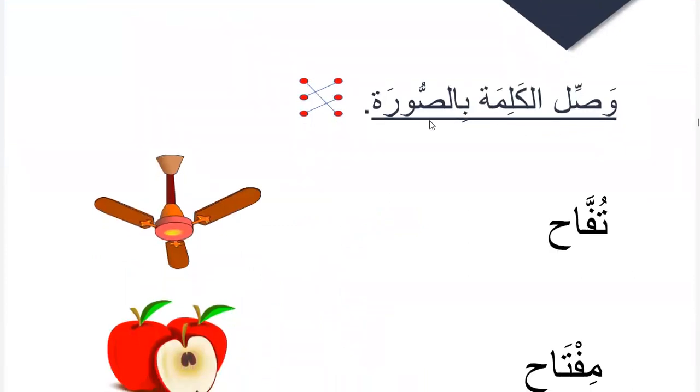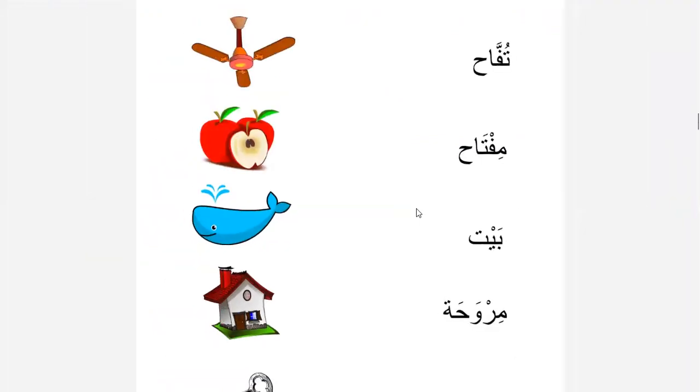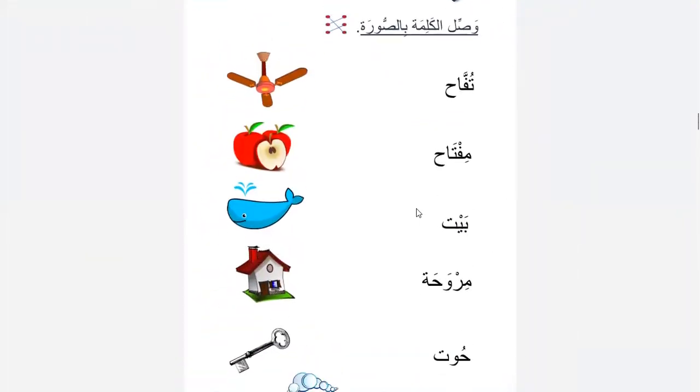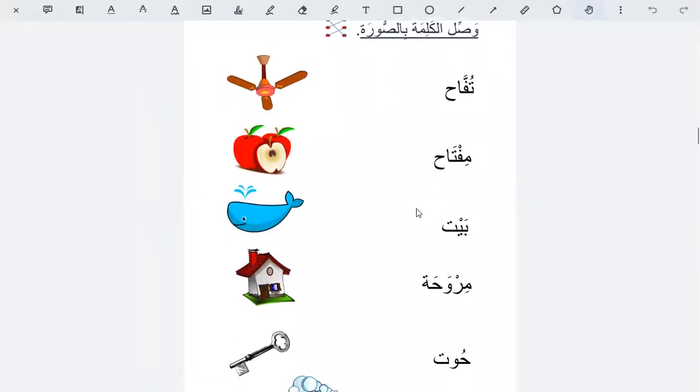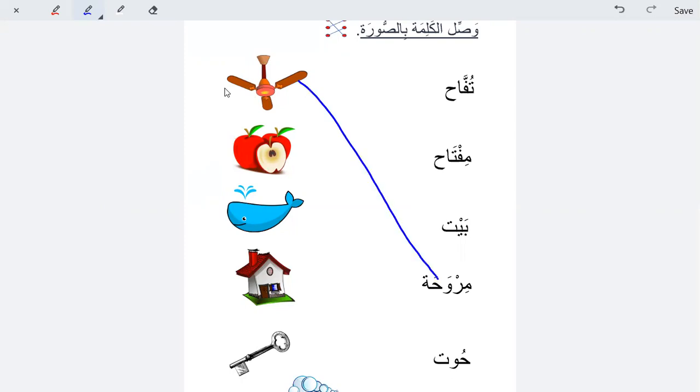Wassil al-kalimata bis-surah. Wassil means join, connect, or match. Match the word with the picture. So here we need to join the words with the picture. Latifa, first picture. With which word? Tufaha. First picture is fan, not tufaha. Miftah, no. Riyan, can you tell? What is the word for fan? Mirwaha. Good.